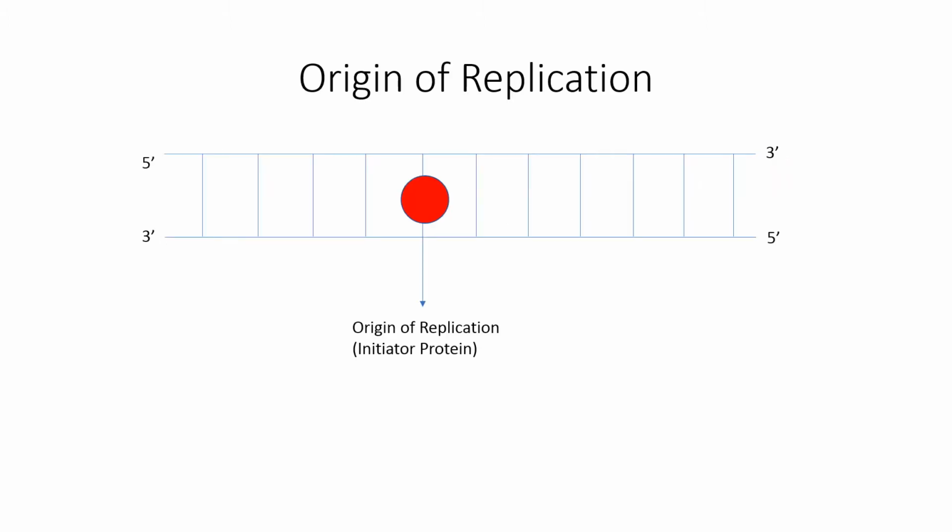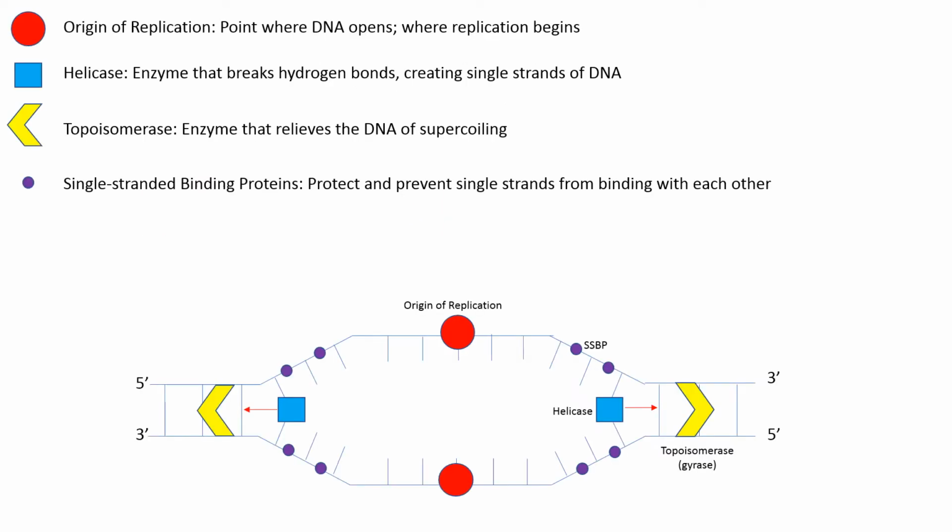Replication that occurs in prokaryotes starts at the origin of replication. The origin of replication is where the DNA begins to open. An initiator protein will bind to this origin of replication, which causes DNA to unwind. The unwound portion, shown in the middle of the DNA, is single-stranded.